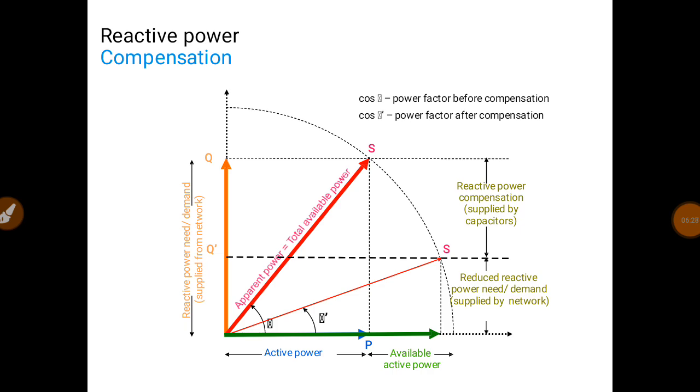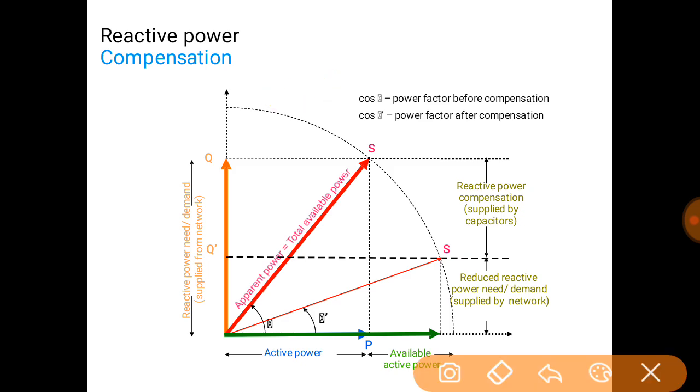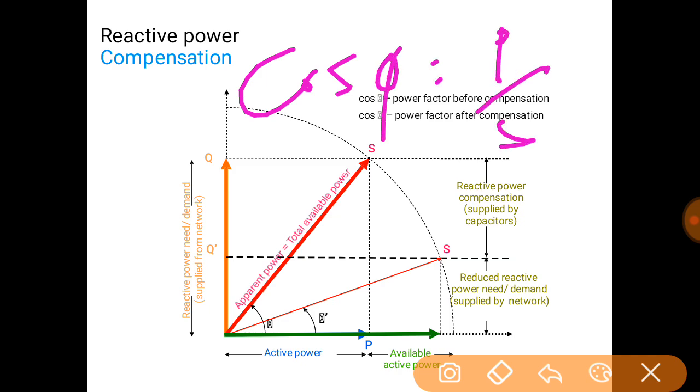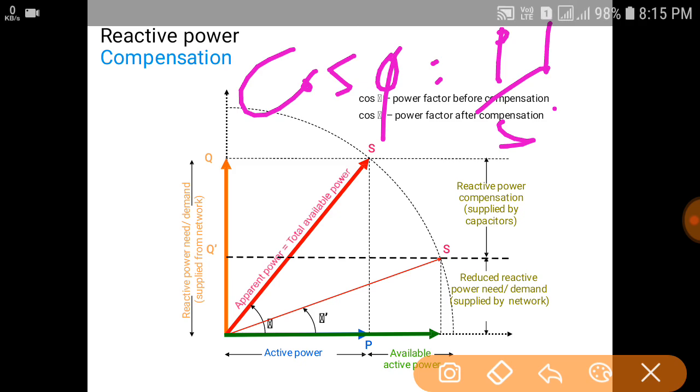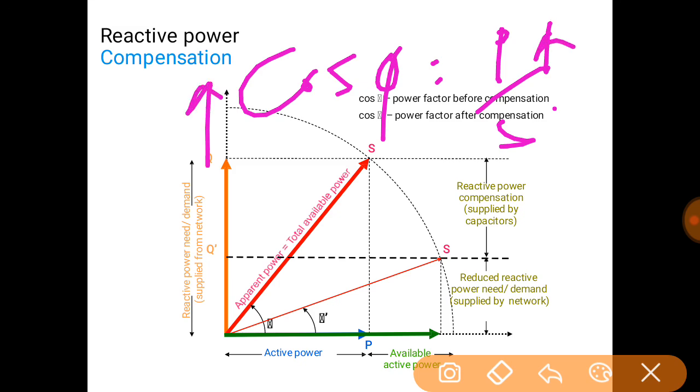When S is constant, cos phi is equal to P by S. Then as S is constant, P is increased with reducing the reactive power. This is increased. Then cos phi is increased, meaning the power factor of the system is improved automatically when reactive power is decreased.